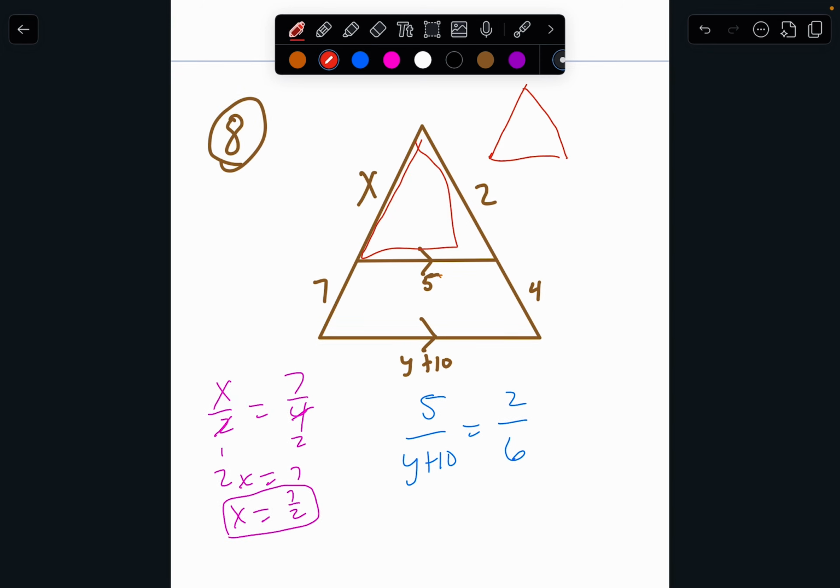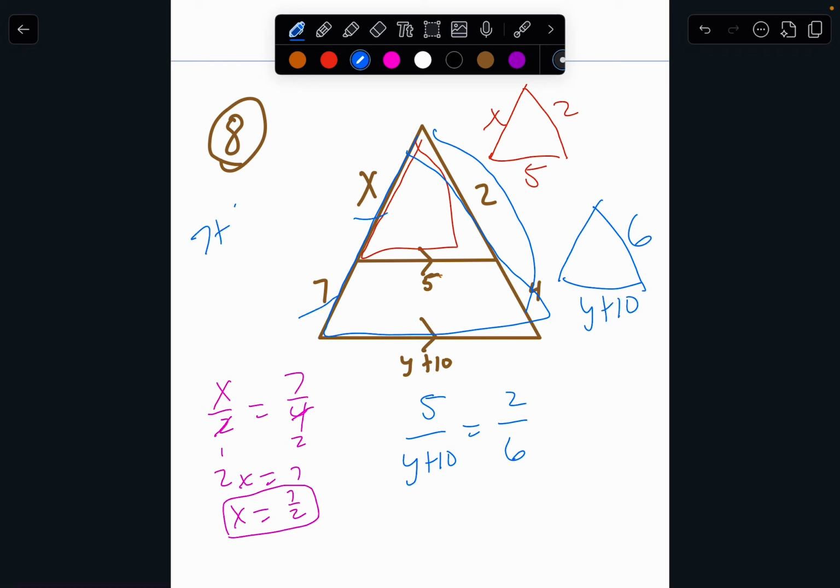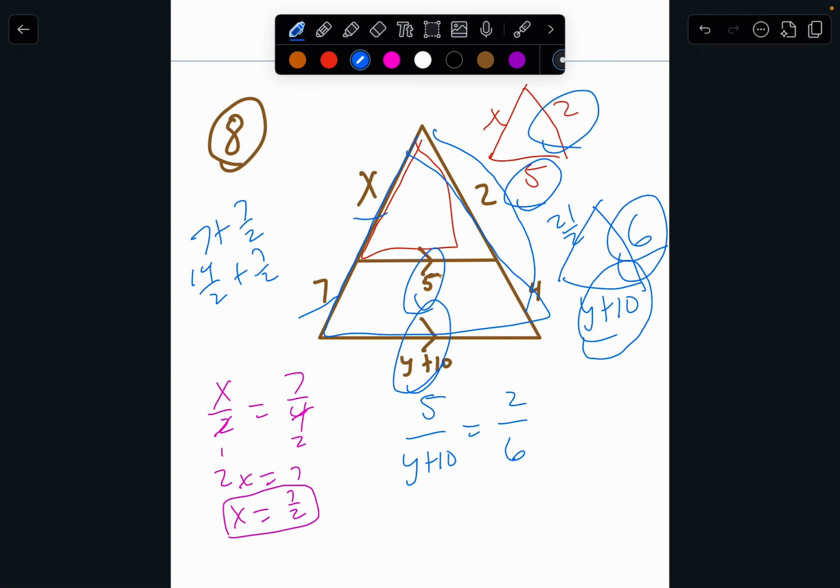We have a small triangle. I'm going to draw it in red that has sides of x, 2, and 5. We have a bigger triangle. I'm going to draw it in blue. The bigger triangle has sides of 6. 4 plus 2 is 6. y plus 10, and 7 plus 7 halves. 7 plus 7 halves would be 14 halves plus 7 halves. That would be 21 halves. So I did 5 over y plus 10, bottom over bottom equals right over right, 2 over 6.